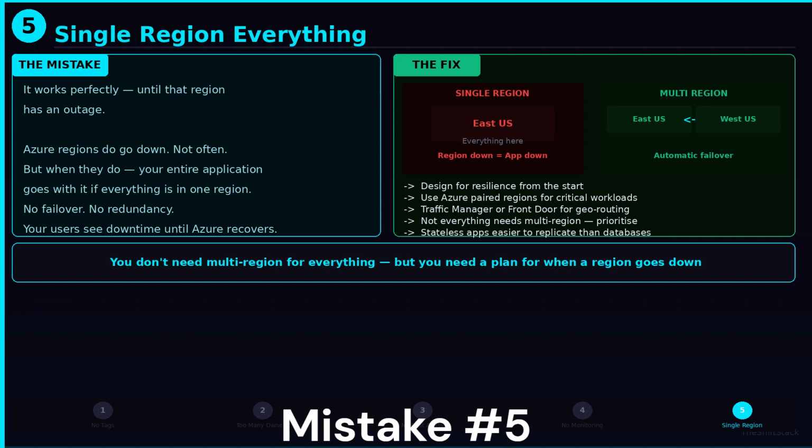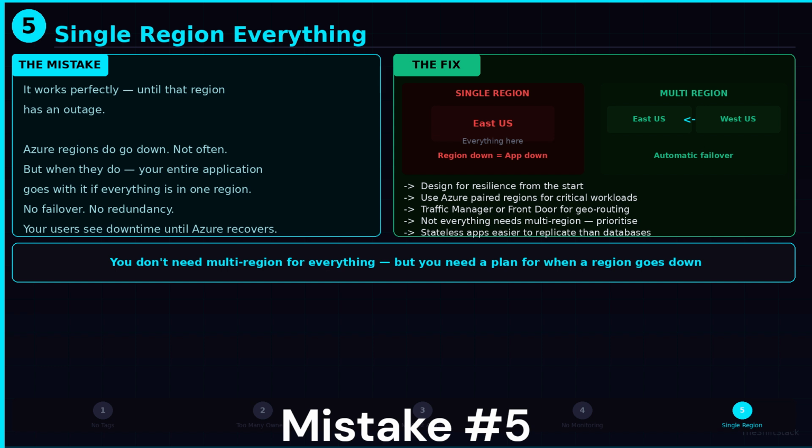Mistake number 5, single region everything. It works perfectly until that region has an outage. Azure regions do go down. Not often, but they do. And when they do, if everything is sitting in East US, your entire application goes with it. No failover, no redundancy. Your users see downtime until Azure recovers. That is completely outside your control.